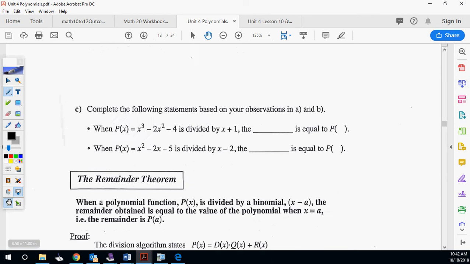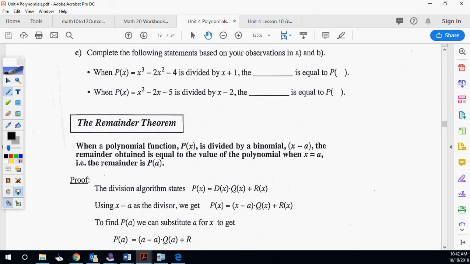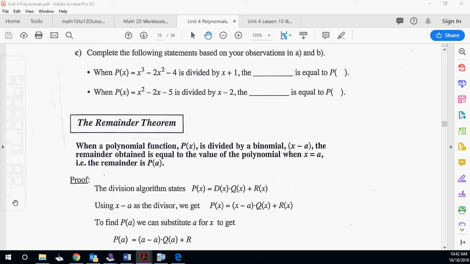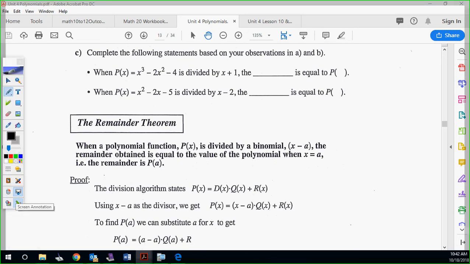So complete the following observations based on what we just wrote down. When p of x is x cubed minus 2x squared minus 4, the remainder is equal to p of -1. And then this one, the remainder is equal to p of 2.